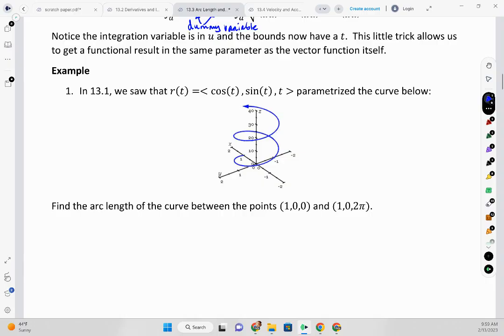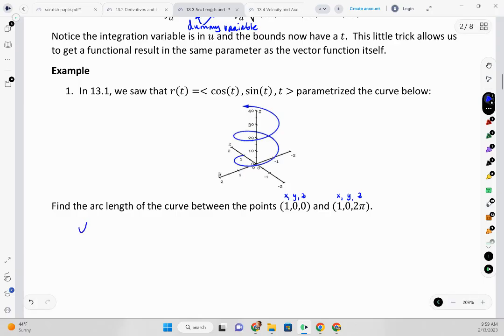And we want to find the arc length of this curve between the points 1, 0, 0 and 1, 0, 2 pi. Remember that these are x, y, and z values that are being given to us in a point. Okay, and those are going to allow us to find a t value, our t bounds. So we want to find the arc length.